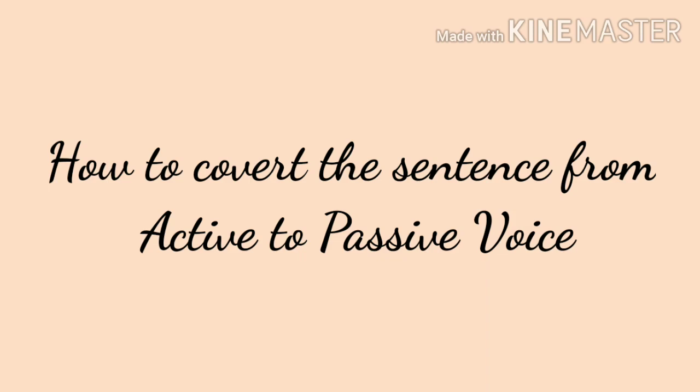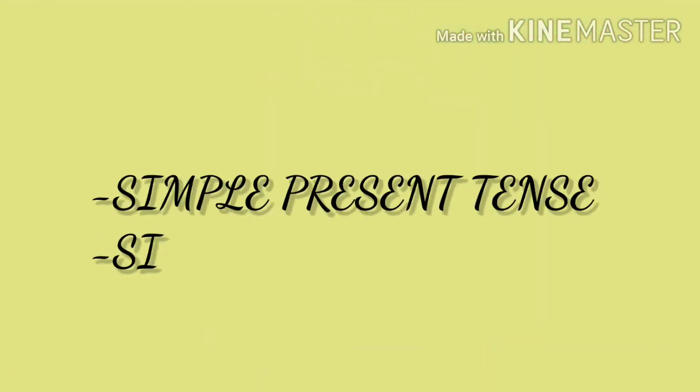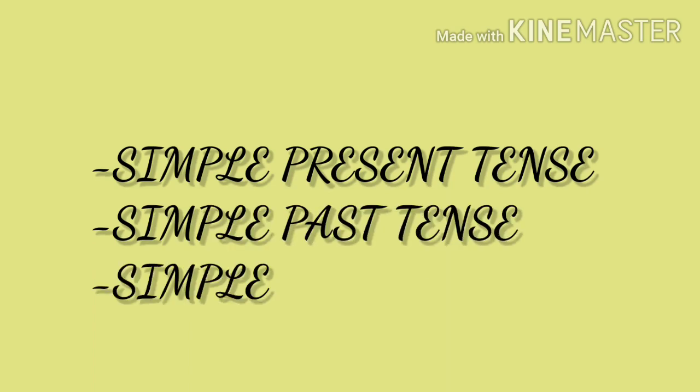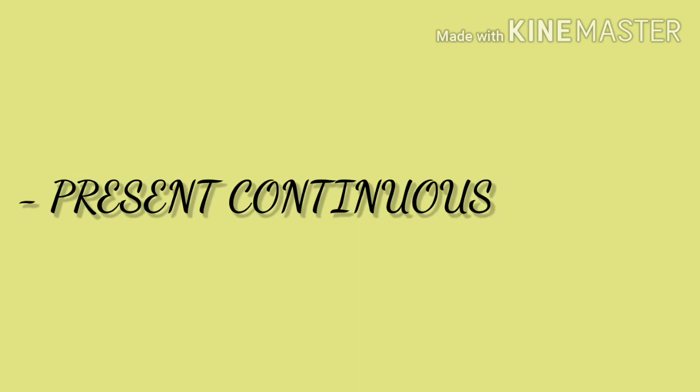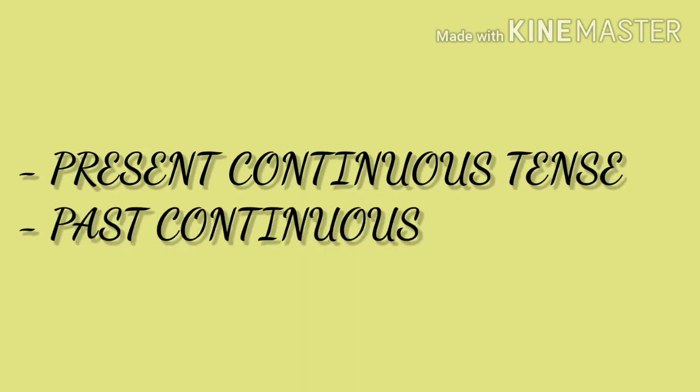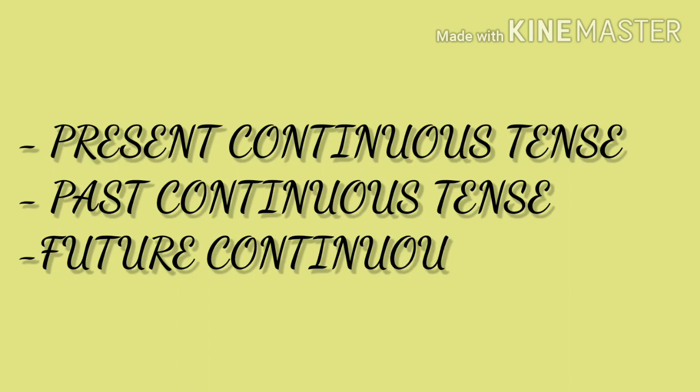In the previous videos, we studied how to convert the sentence from active to passive voice when the sentence is in simple present tense, simple past tense, or simple future tense. In the second video related to this chapter, we studied how to convert the sentence from active to passive voice when the sentence is in present continuous tense, past continuous tense, or future continuous tense.